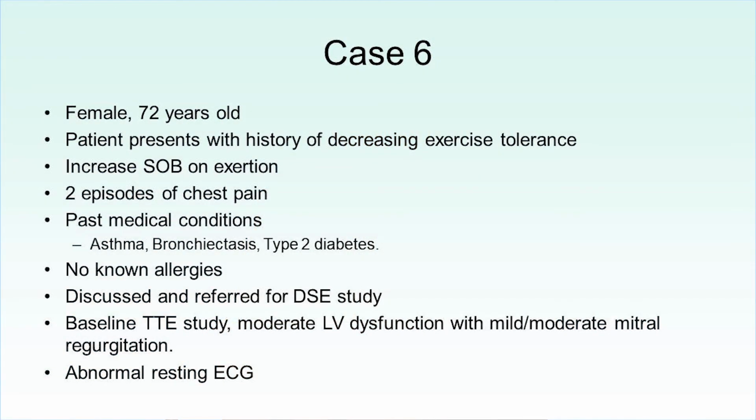So case 6. Case 6 itself, again, an interesting case here. 72-year-old female. Patient presented with a history of shortness of breath on exercise, 2 episodes of chest pain, past medical history, again, asthma, some respiratory problem there. Patient had no known allergies, discussed with the consultants for a DSE to be performed. The baseline scan was performed, had moderate LV dysfunction, mild to moderate mitral regurgitation, and abnormal resting ECG.